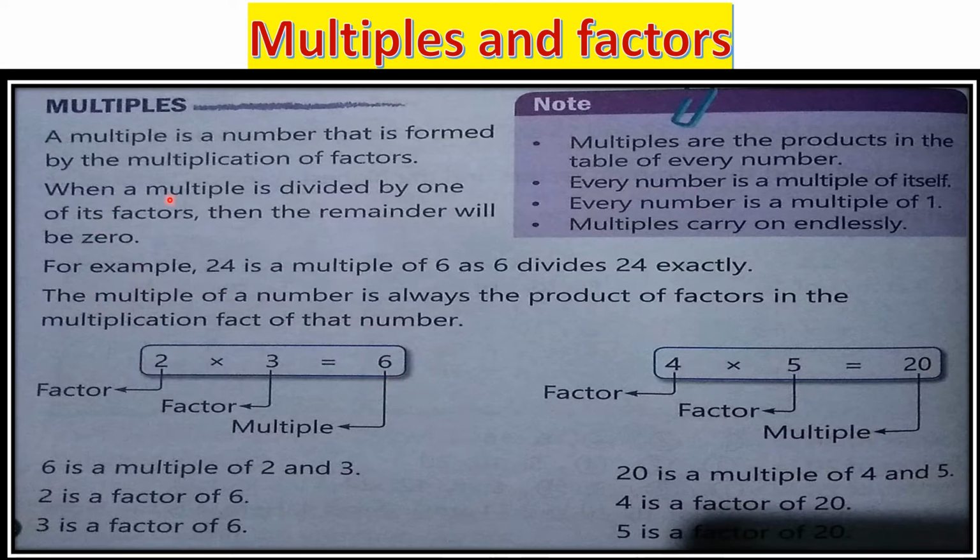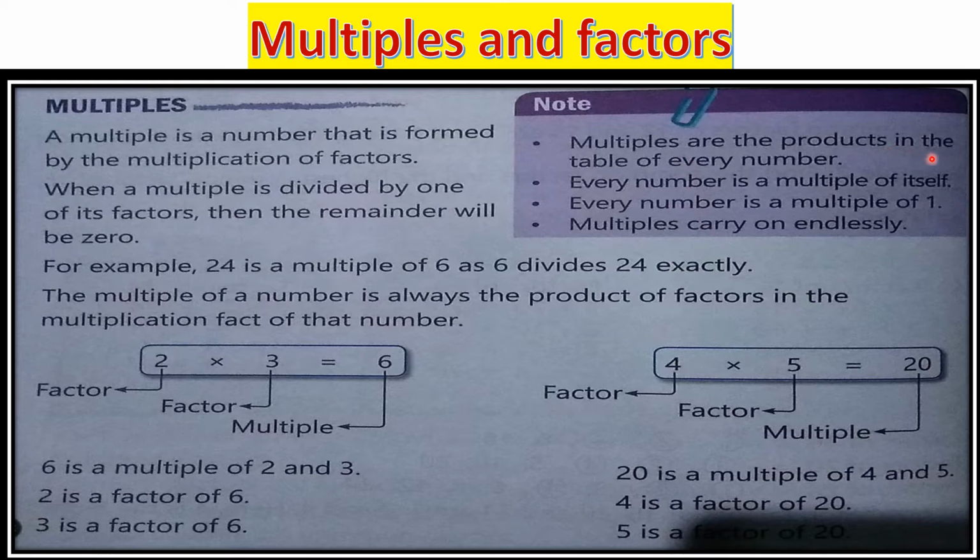See here. When a multiple is divided by one of its factors, the remainder will be 0. Yes or no? The remainder will be 0. When we divide 6 by 2, we get remainder 0. So 2 is a factor of 6 and 3 is also a factor of 6. In the same way, 4 multiplied by 5 is 20, so 4 and 5 are factors of 20. Got it, children? Very easy.